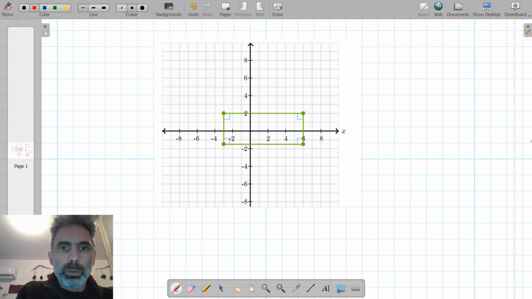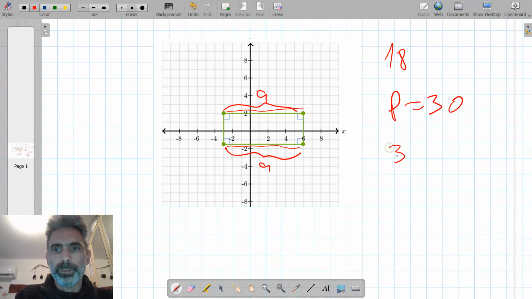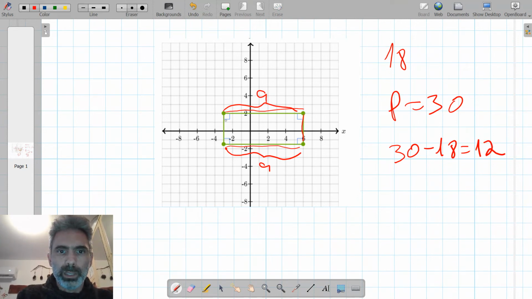Okay, so we know that this distance is 9, so this distance is 9. So we have 18 for this line segment and this line segment. And you know that the total perimeter is 30. So we have 30 minus 18. 30 minus 18 is 12. So we have 12 left for the right side and the left side. So each side gets half of 12, which is 6.